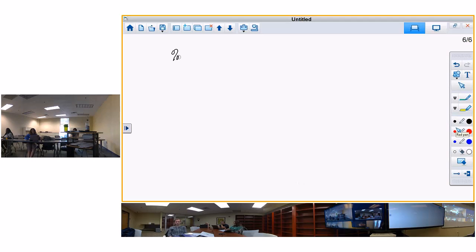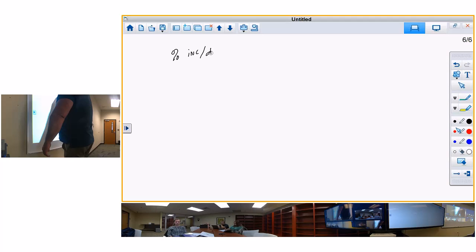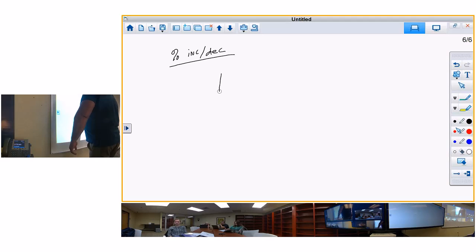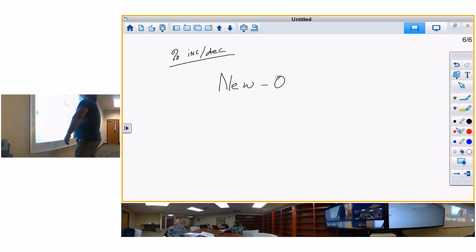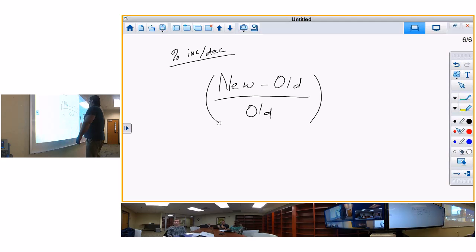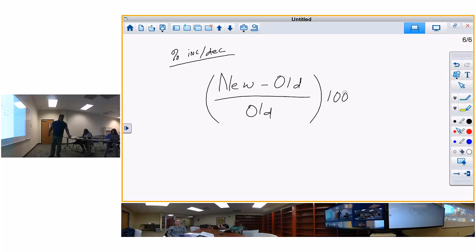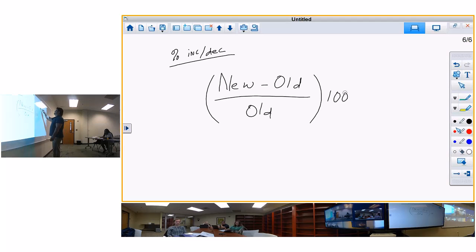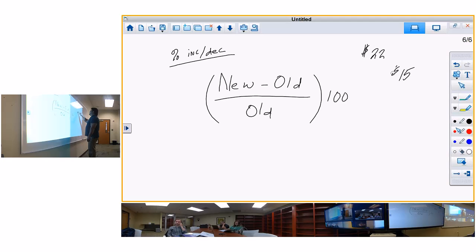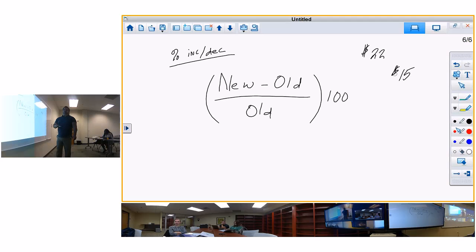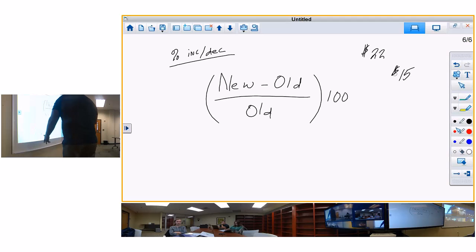Percentage increase/decrease: new minus old over old multiplied by 100. The new price minus the old price over the old price multiplied by 100. So if the shirt was $22, okay, and you paid $15 for it, what is the percentage decrease or whatever? It'll tell you. It's going to be negative or positive.